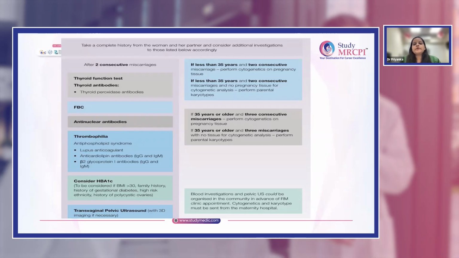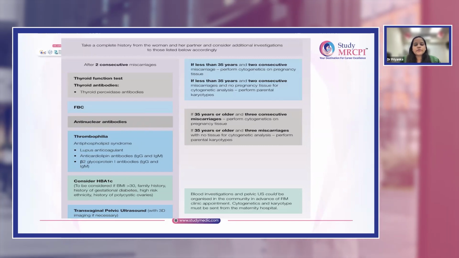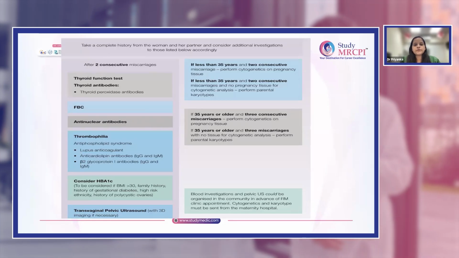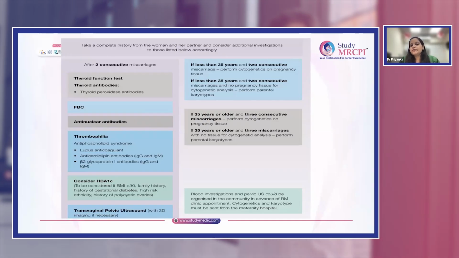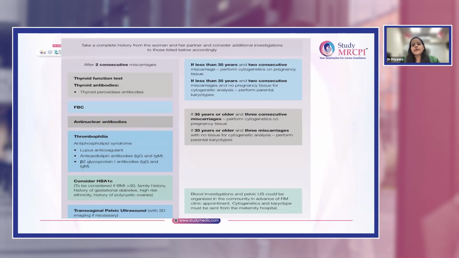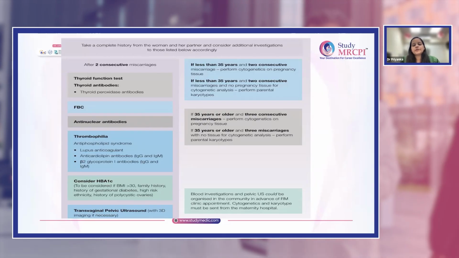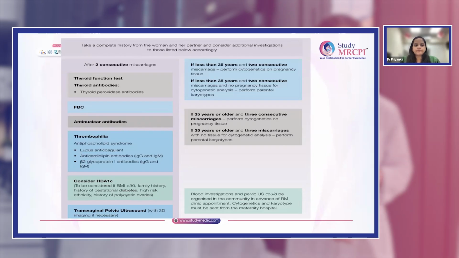If the woman is 35 years or older and has a history of 3 consecutive miscarriages, and if the cytogenetic sample is available, we can do the cytogenetics on the pregnancy tissues. And if they are 35 years or older with a history of 3 or more miscarriages, but we do not have the pregnancy tissue sample, then we can perform the parental karyotype.